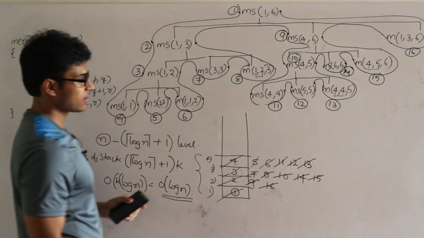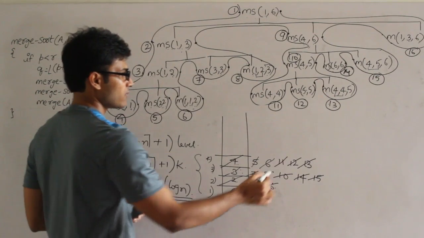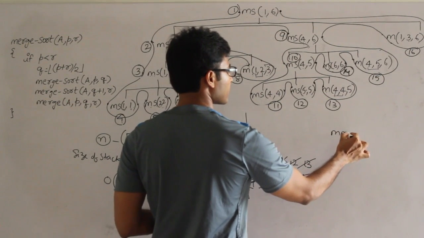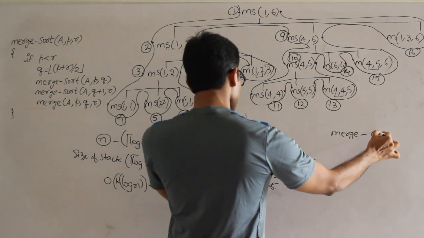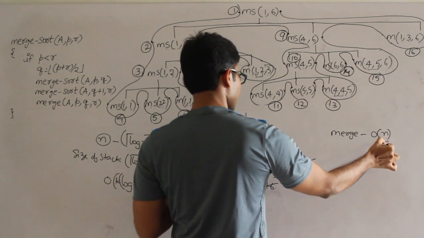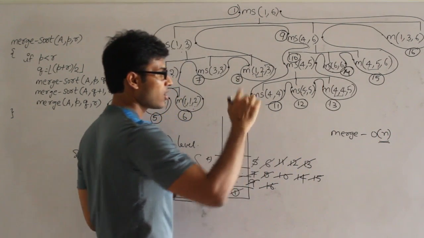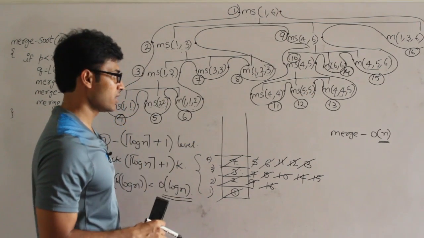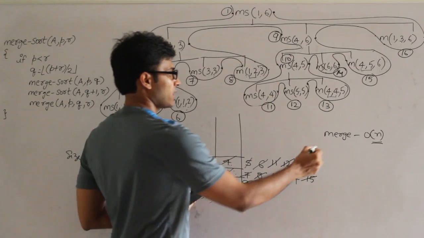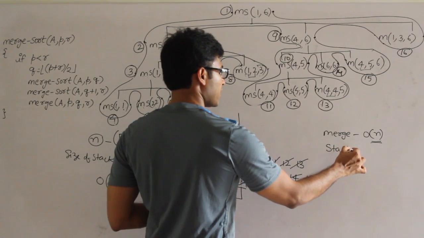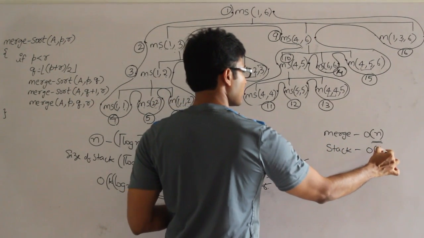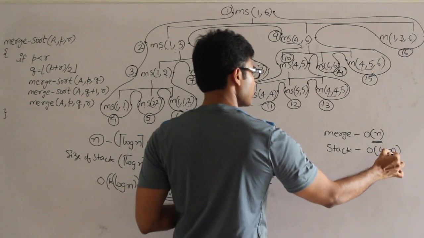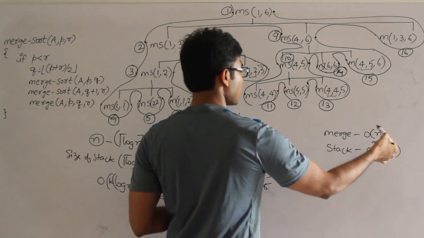And what is the space required for the merge procedure? For merging, the space required is order of n. The reason is we are going to create a global array and all the merge functions are going to refer to that global array for the rough work, right? So for the recursion stack, the space required is order of log n, and for the merge procedure the space required is order of n.